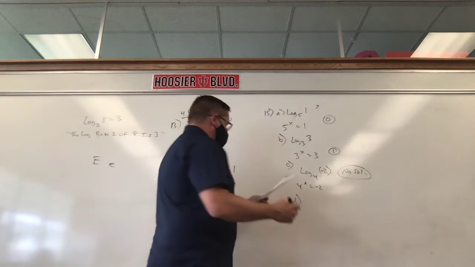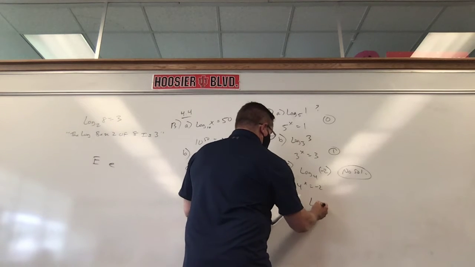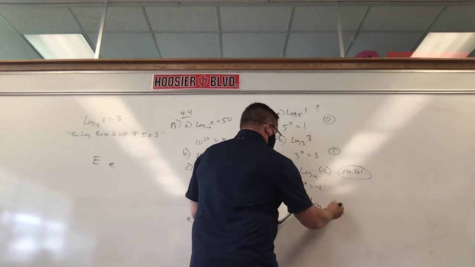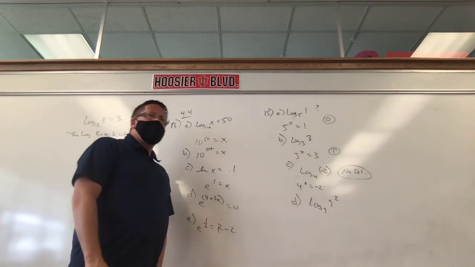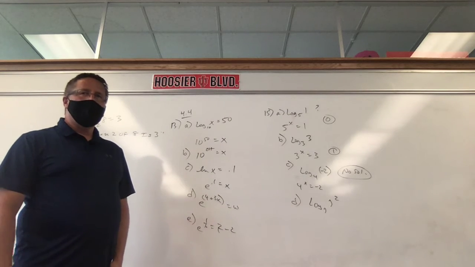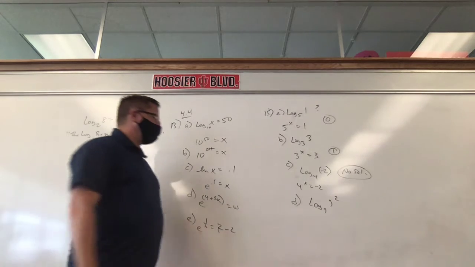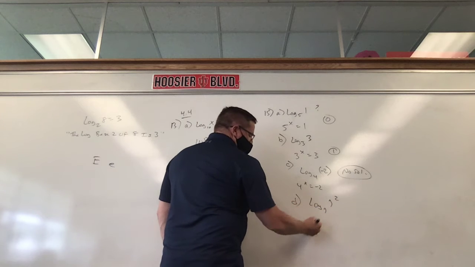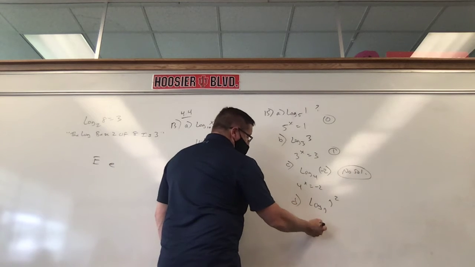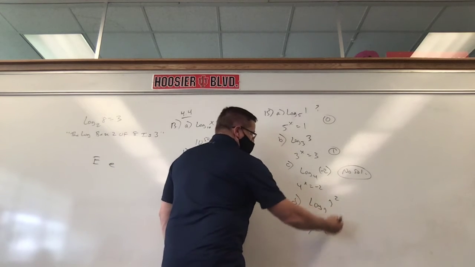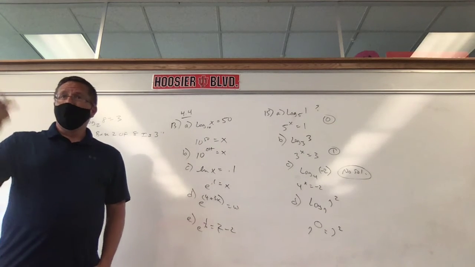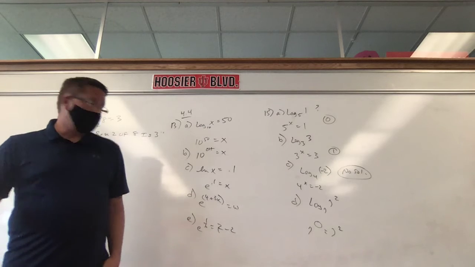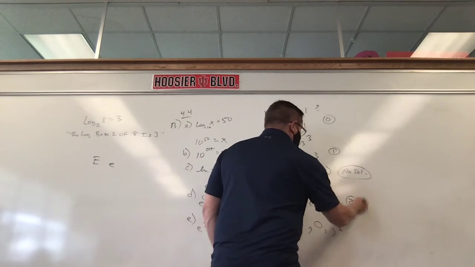D. Okay? This one looks tough. It's actually really, really simple. Log base 7 of 7 squared. I'm going to write it down, and then let's rewrite it without logs. Our base is 7. 7 to what power is going to equal 7 squared? The answer's in the question. It's 2. 7 to what power? 7 squared. 2. It's the number 2. Okay?